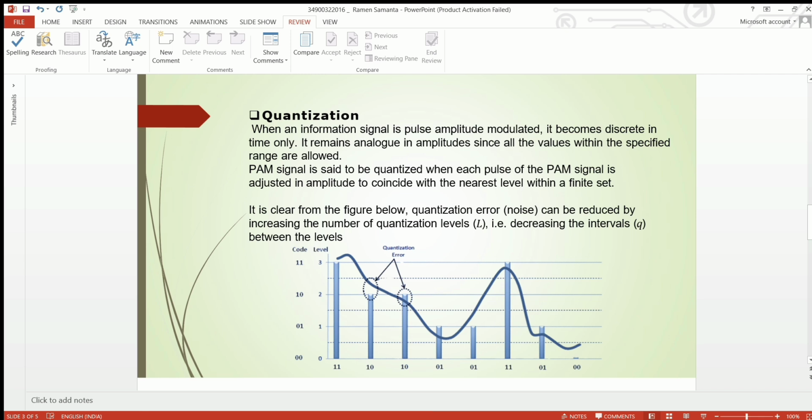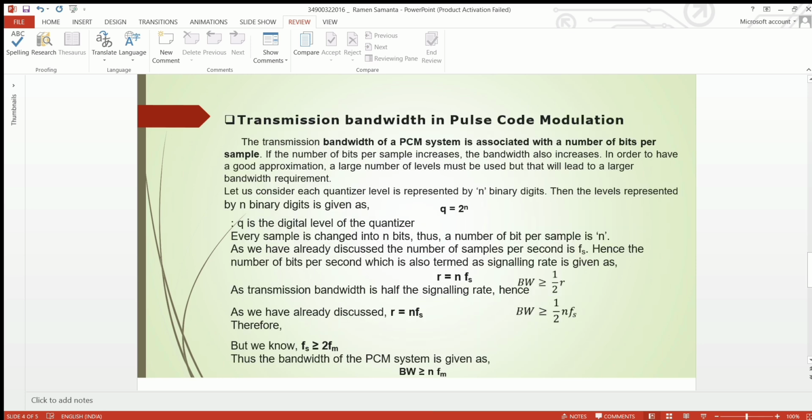Then transmission bandwidth in pulse code modulation. The transmission bandwidth of a pulse code modulation system is associated with the number of bits per sample. If the number of bits per sample is increased, the bandwidth also increases. In order to have a good approximation, a large number of levels must be used, but that will lead to a larger bandwidth requirement. Let us consider each quantizer level is represented by n binary digits.